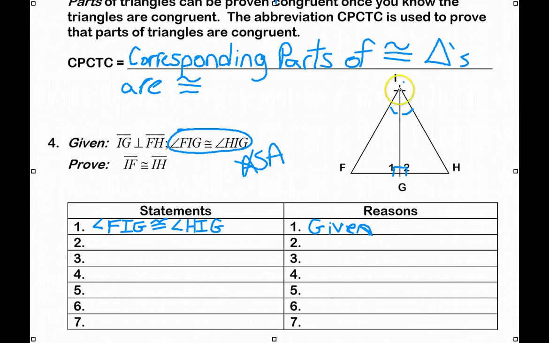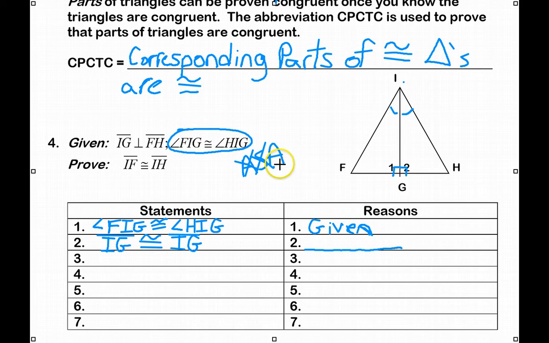Let's go ahead and do the side. That one's easy. We say side IG is congruent to itself. IG congruent to IG. I'm going to let you guys write it since this is not working out so well. That is because of the reflexive property. That takes care of the S.